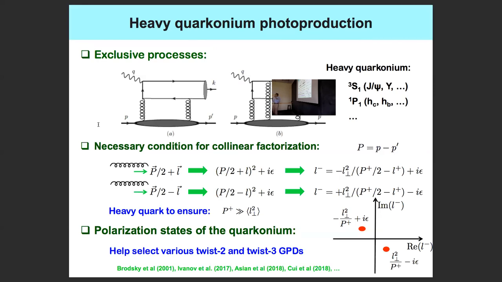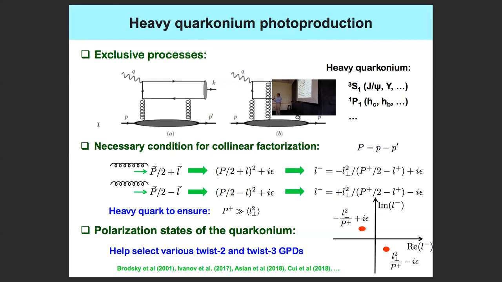The reason we can have factorization, at least perturbatively, as a necessary condition, is that you can identify so-called QCD at each surface. Naturally you integrate over the full range of momentum, but it's dominated by the region where the particle is on mass shell. So that means those two parts can be factorized. That's a necessary condition. So the hydrogen single proton scattering case is very natural.